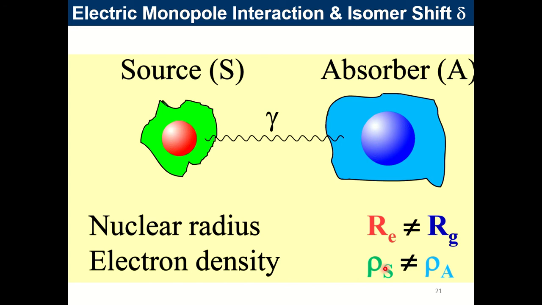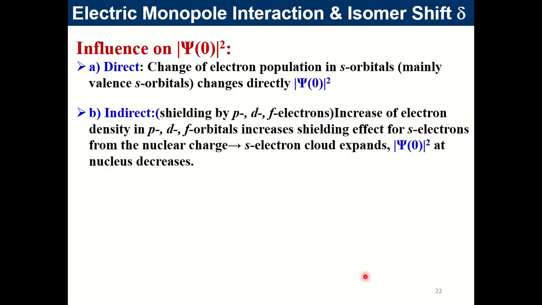Electron density is rho s in the source and rho a in the absorber, the electron density at the nucleus. And so 1s, 2s, 3s, 4s will have a direct effect on the nucleus electron density. So the electron density will be affected directly by the change of electron population in s orbitals, mainly valence s orbitals, 3s, 4s, and they will have a direct effect on this.